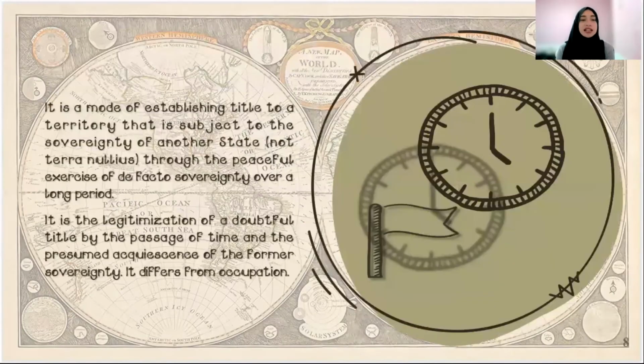Prescription, on the other hand, is a mode of establishing title to a territory that is subject to the sovereignty of another state through the peaceful exercise of de facto sovereignty over a long period of time. Now, for a title by prescription to be valid under international law, it is required that the length of time must be adequate and the public and peaceful exercise of de facto sovereignty must be continuous.